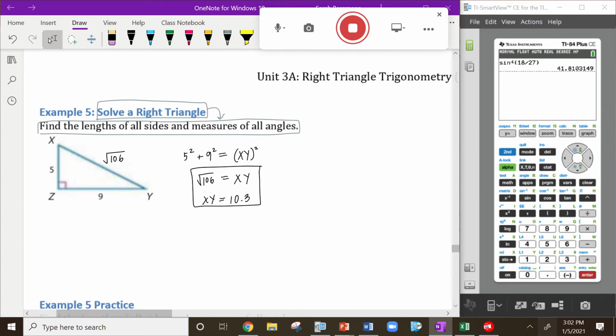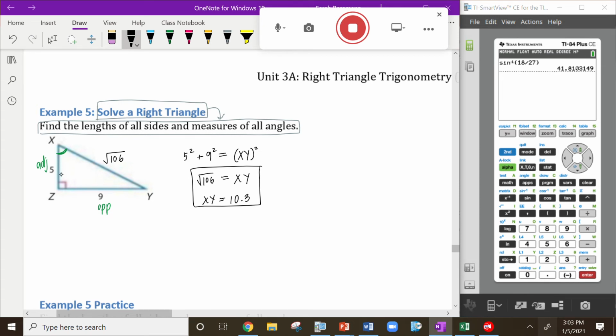Now we need to choose: do we want to find angle X first or angle Y first? I think I'm going to choose angle X to find first. So, just like before, I want to label my sides. So I have my opposite, I have my adjacent, and I'm going to use the two sides that they gave me to start, because just in case I messed up something with the Pythagorean theorem, I don't really want to use that just in case I got it wrong. If I get that wrong, I'll get a further calculation wrong.